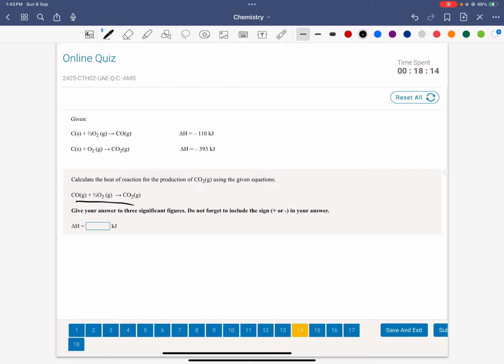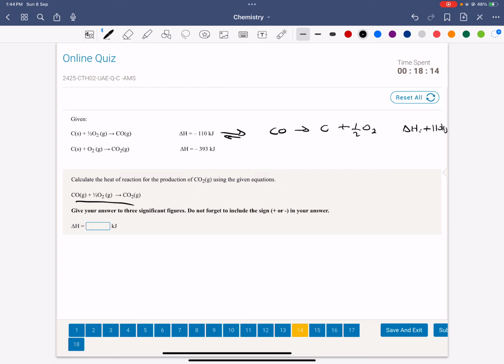So we have CO on the left side. Over here, CO is on the right side. So we're going to have to reverse this equation. So let's reverse it. We're going to get CO gives us C plus half O2. And then the delta H, we're going to reverse the sign. It's going to be positive 110 kilojoules.